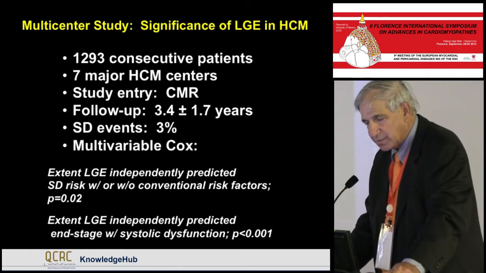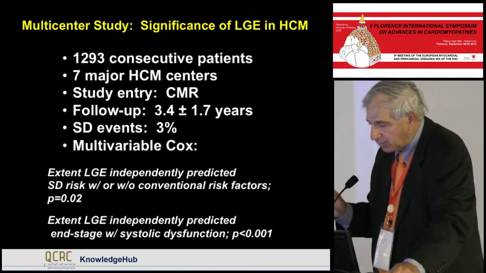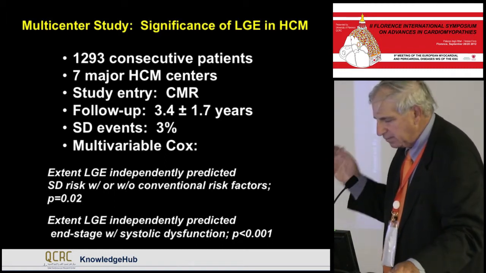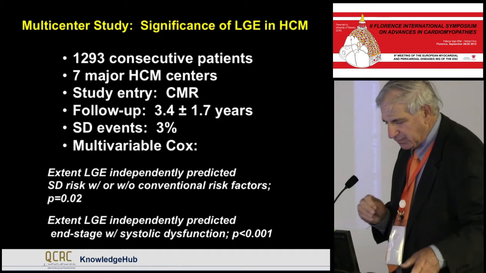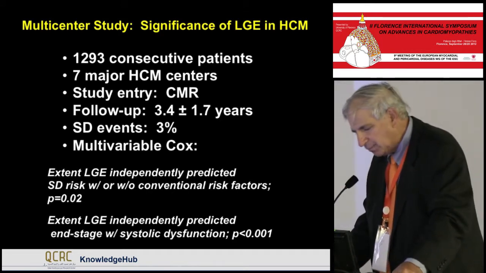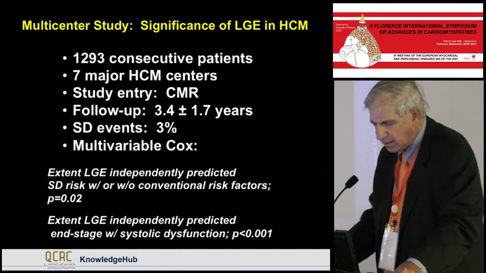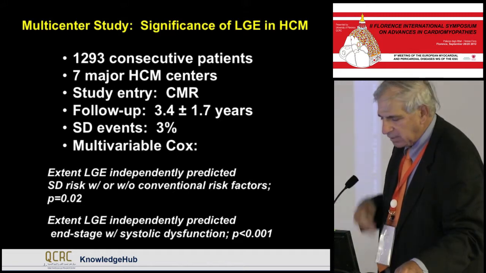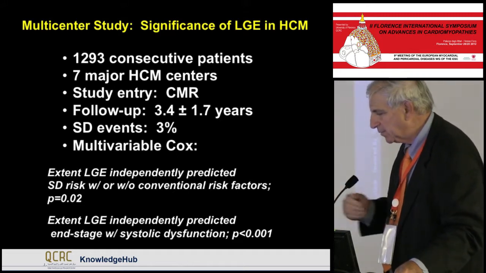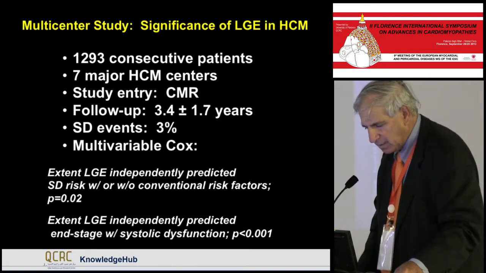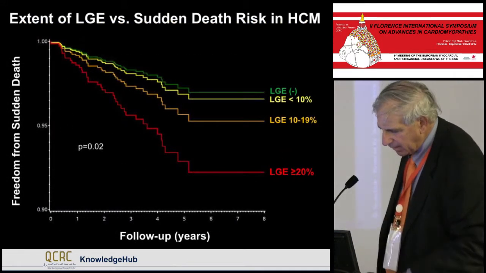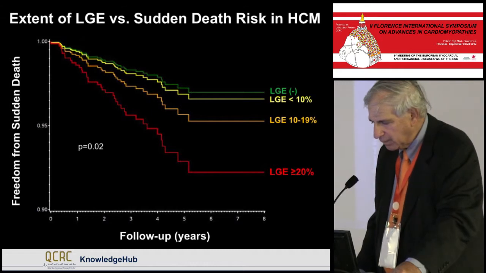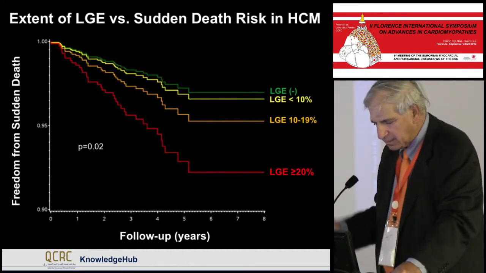Whether there were risk factors present, or perhaps more importantly, if risk factors were absent. In other words, patients who didn't seem to be at risk conventionally. And the second finding, perhaps not as dramatic, was that the extent of LGE independently predicted patients going into this end stage we've been talking about with systolic dysfunction, predicted the future occurrence of that as well. So these are the data on LGE in this patient population related to sudden death with or without risk factors.